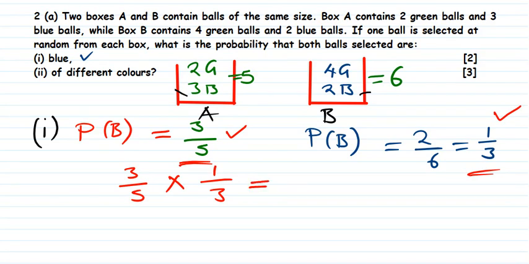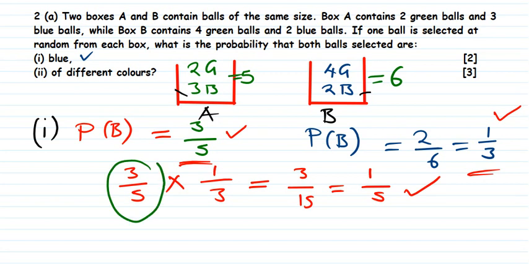So 3 times 1 is 3, 5 times 3 is 15. We can divide by 3, that could be 1 over 5. So that is the answer. So to do that, just determine the probability of picking a blue from the first box, and then again of picking blue from the other box. You multiply them, you get the answer. That's how you handle the first case.